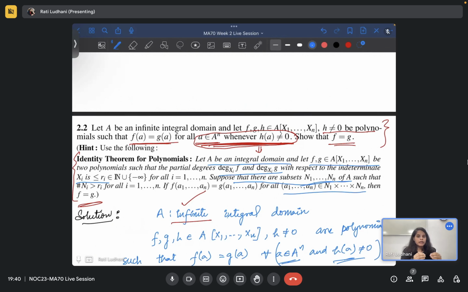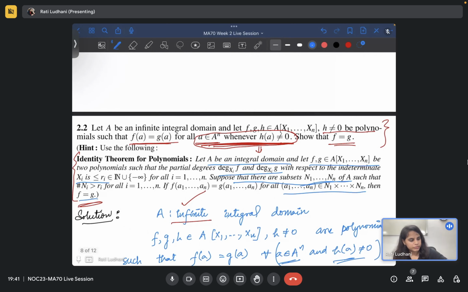I am saying if h is non-zero, that means there cannot exist such N1, N2, ..., Nr. Consider f minus g, that is my h. If h is non-zero, there cannot exist such Ni's. Yeah, but we are not concluding about h. We want to conclude about f.